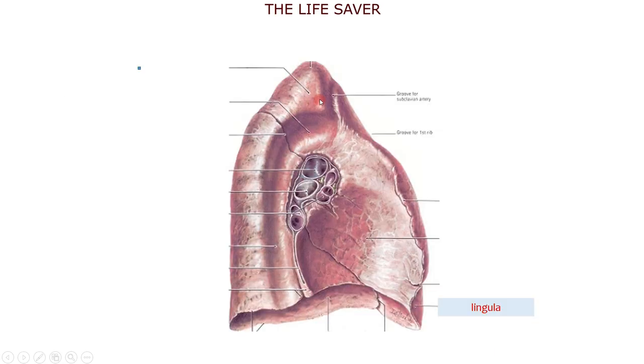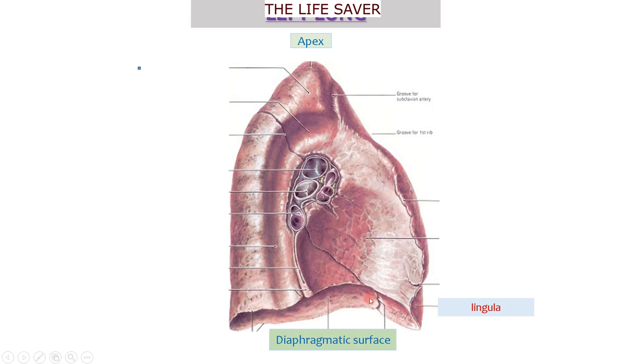Now we are going to discuss the impressions which are present on the lungs in detail. The first lung which we are going to discuss is the left lung. This is the apex of the lung, and the dome-shaped surface present inferiorly is referred to as the diaphragmatic surface. This extended border here, which acts as a flap, is referred to as the inferior border. The point where the inferior border ends is referred to as the groove of the first rib.